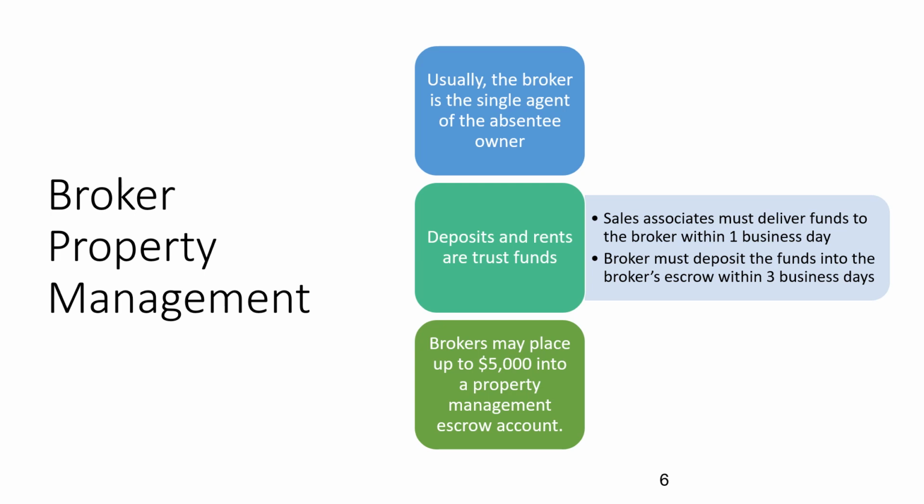And the broker may place up to $5,000 of what I call buffer money, personal funds, into the property management escrow account to cover certain losses and expenditures so that the trust money is not used, because that would be conversion.